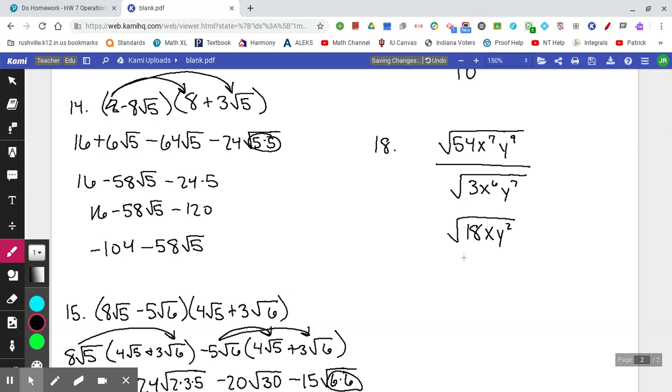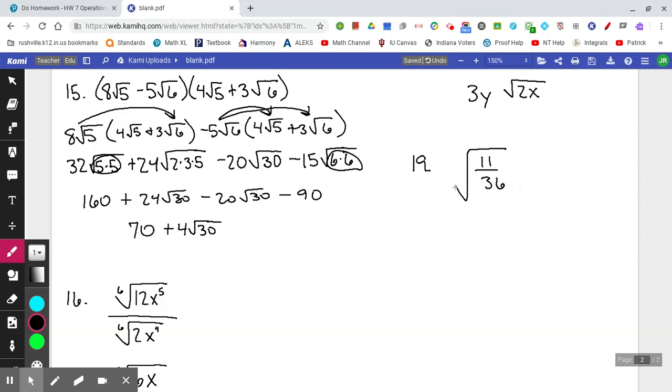Rewriting this, I could write this as the square root of 2 times 9, which is 2 times 3 times 3, and then times x times y times y. And then since it's a square root, I'm looking for groups of 2. So here's 2 3s, here are 2 y's. So a 3 and a y come to the outside of the radical, and then I'm left with the square root of 2x. So my final answer is 3y square root of 2x.